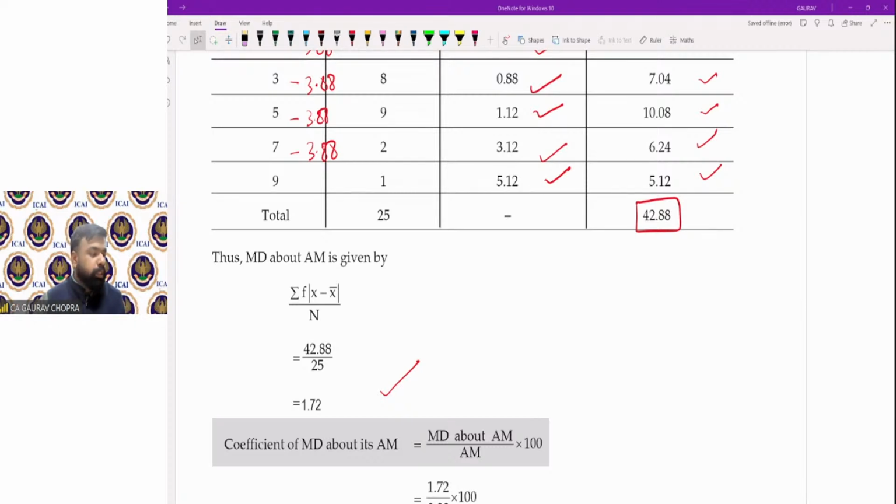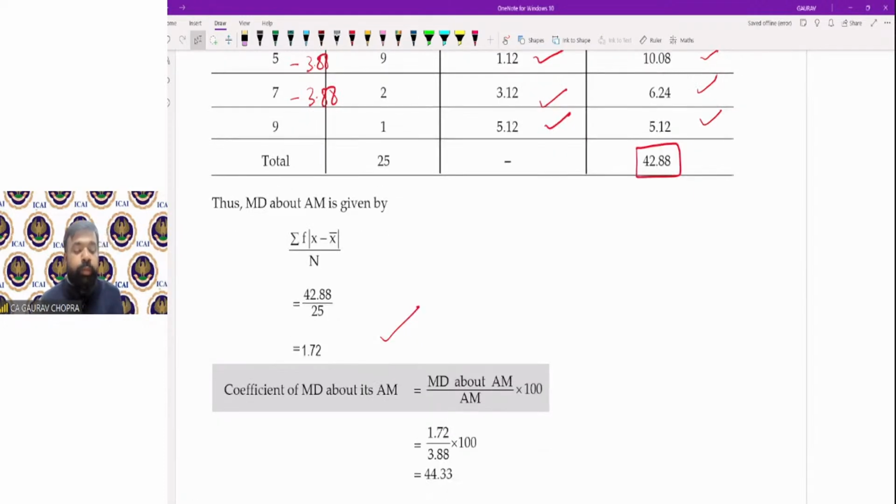Then Mr. Rosario is asking, can we solve the problem by using the calculator? Yes, I have already taught you in the previous session how to use the M plus button, M minus, and MRC button. So you can use all those and speed up your calculations. Okay. So 1.72 is your mean deviation.